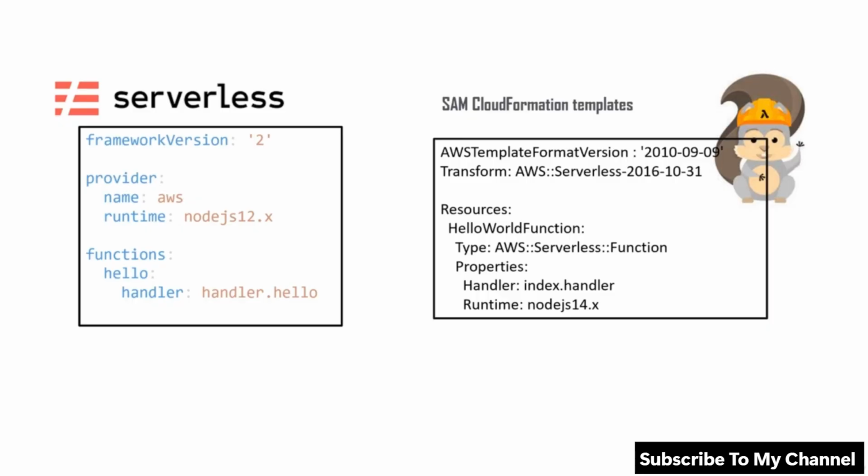So now, due to the popularity of the serverless framework, AWS has released its own CloudFormation templates called SAM. Now, you could use SAM as a substitute for serverless, and they both would work absolutely fine. So, why would you want to choose serverless over SAM?